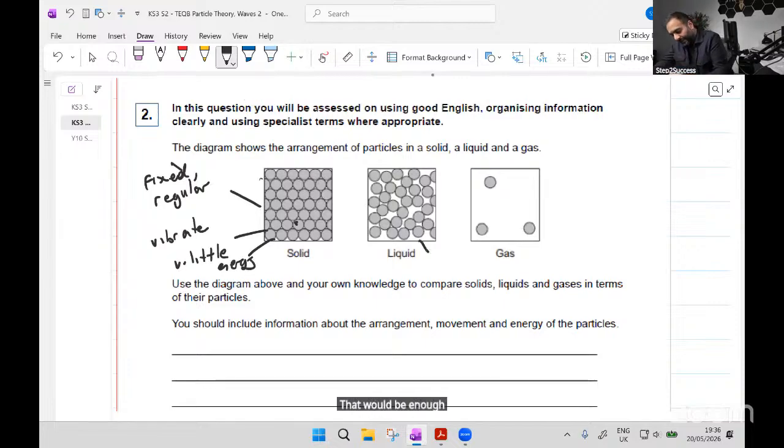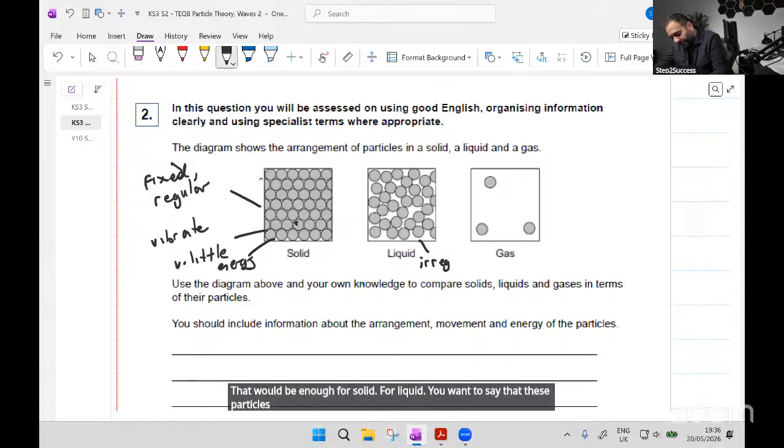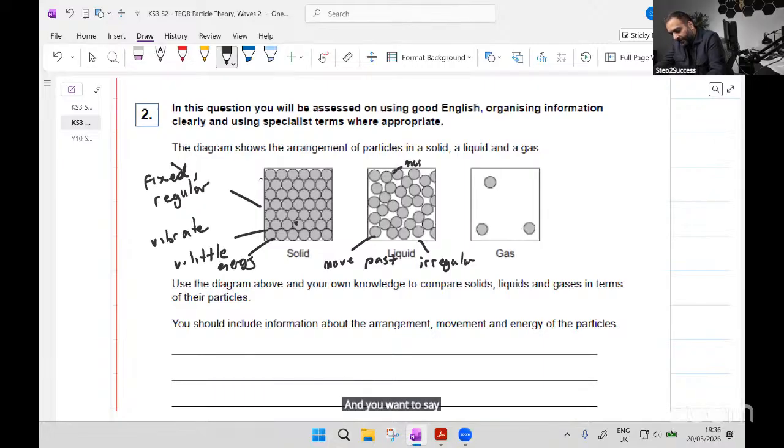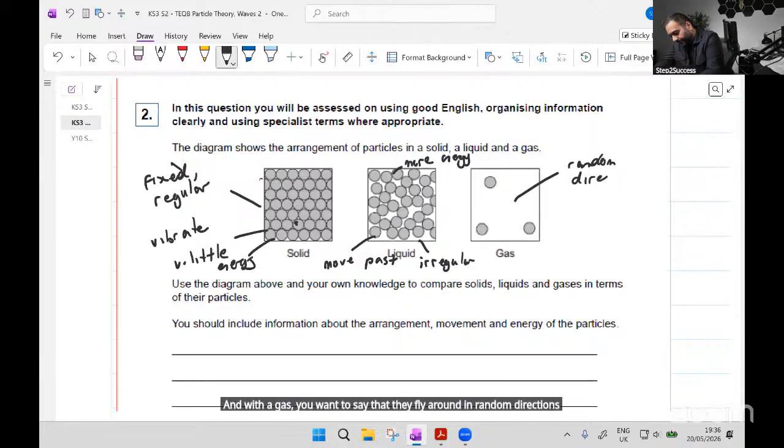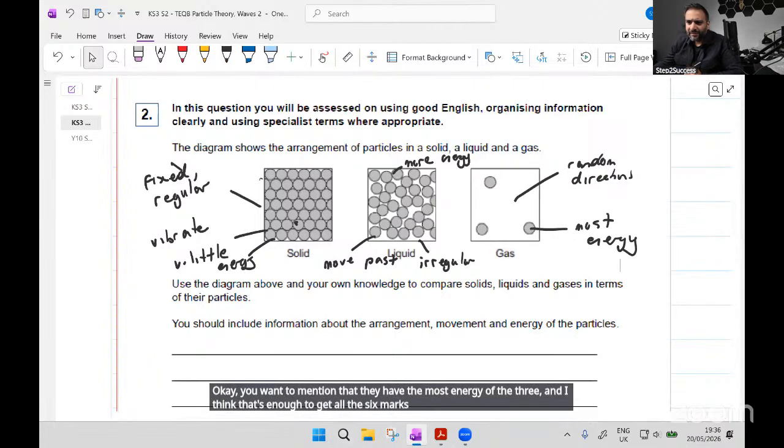For liquid, you want to say that these particles are in an irregular arrangement. You want to say that they can move past each other. And you want to say they've got more energy than the particles in a solid. And with a gas, you want to say that they fly around in random directions. You want to mention that they have the most energy of the three. And I think that's enough to get all the 6 marks, really, when it comes to that stuff.